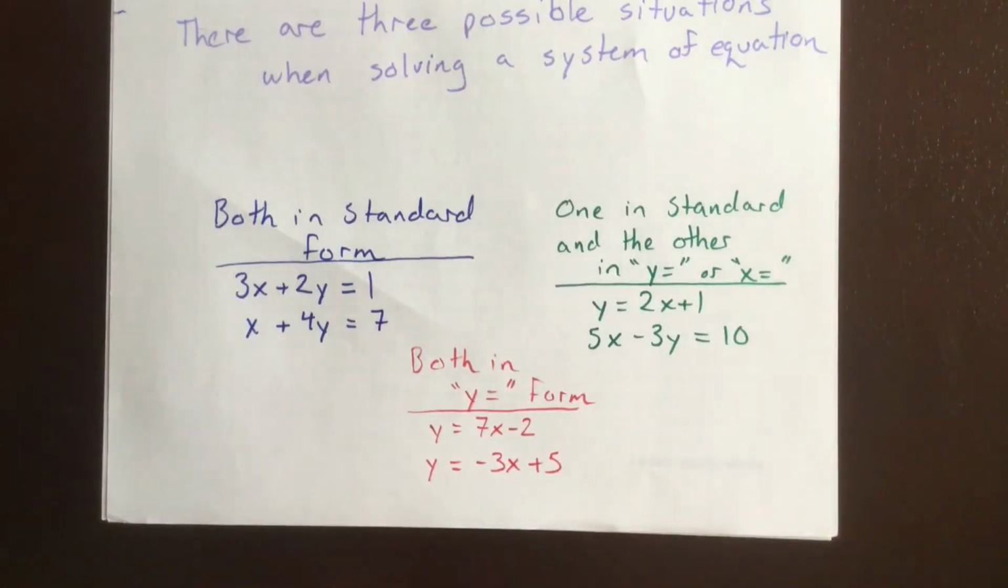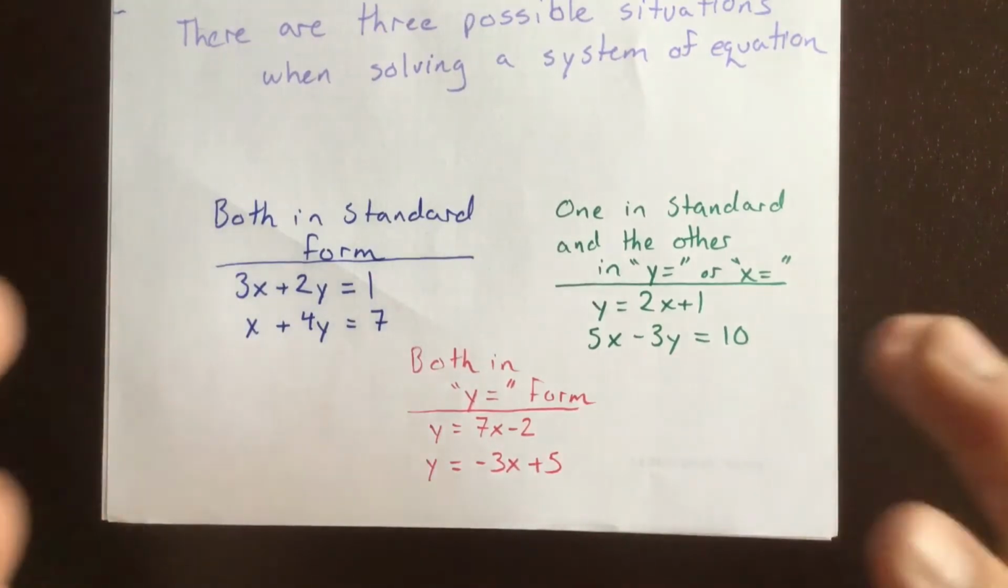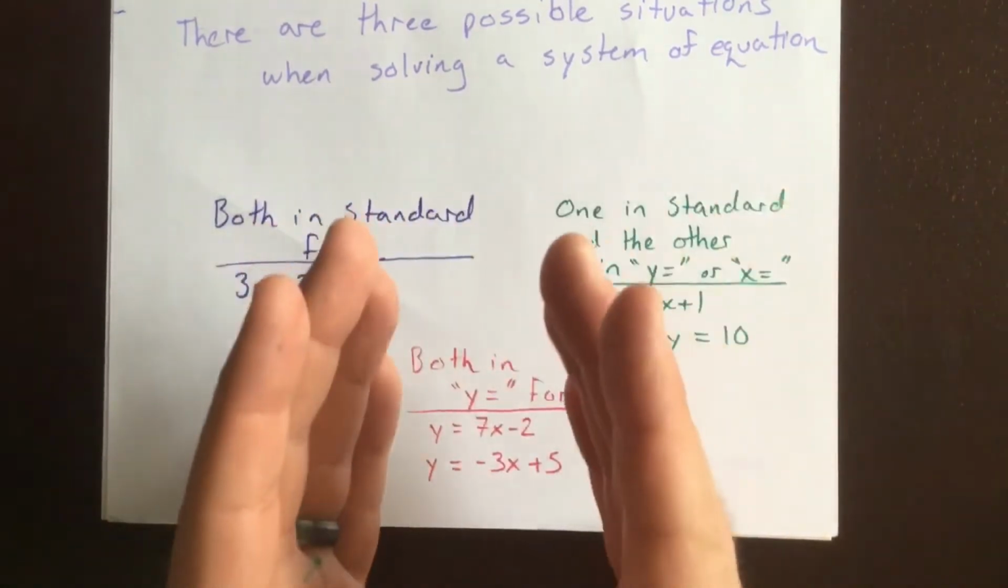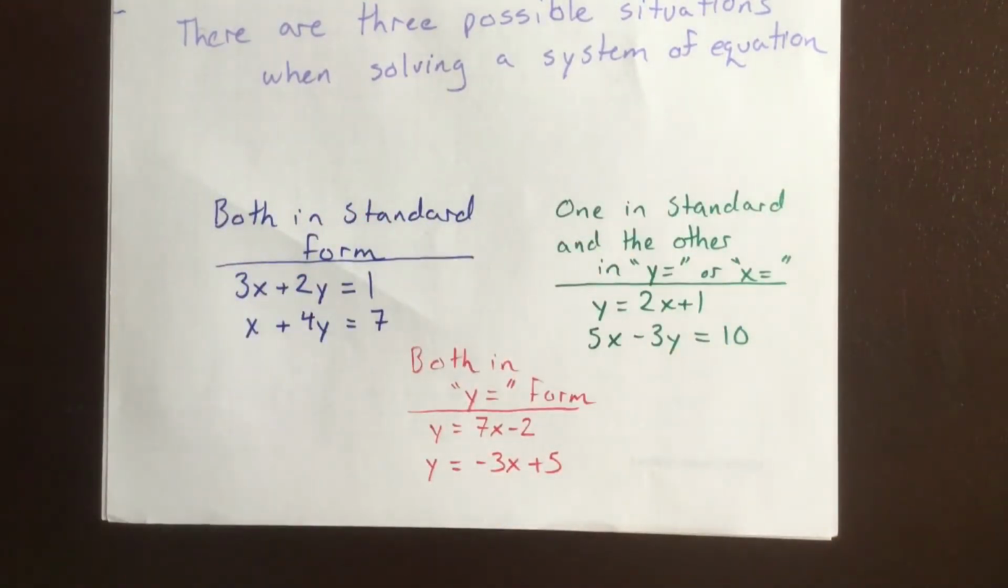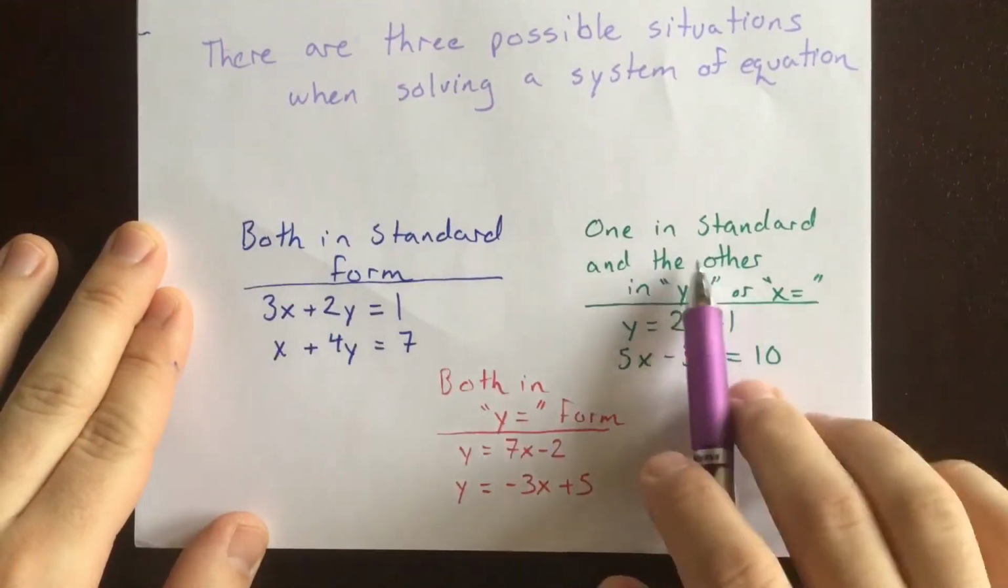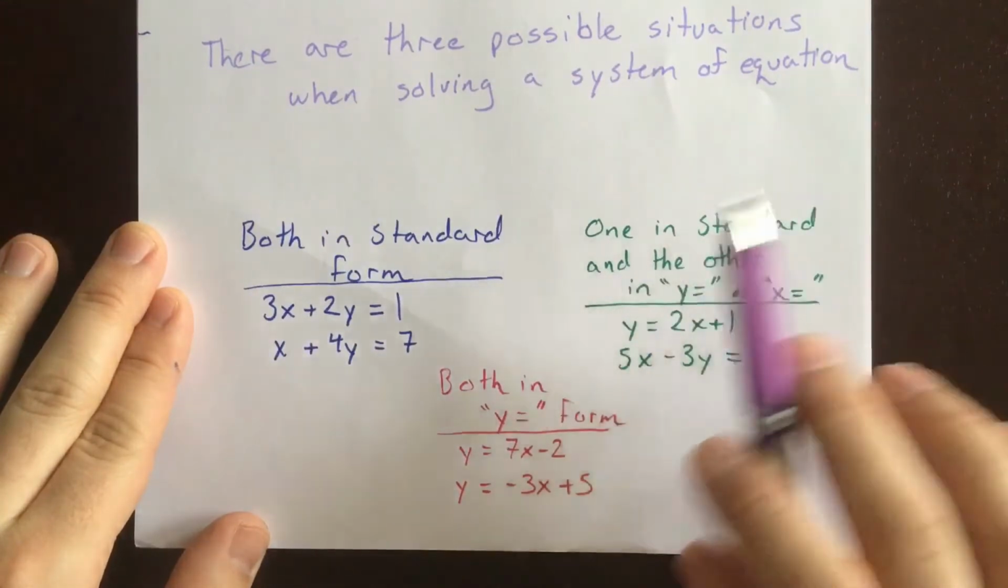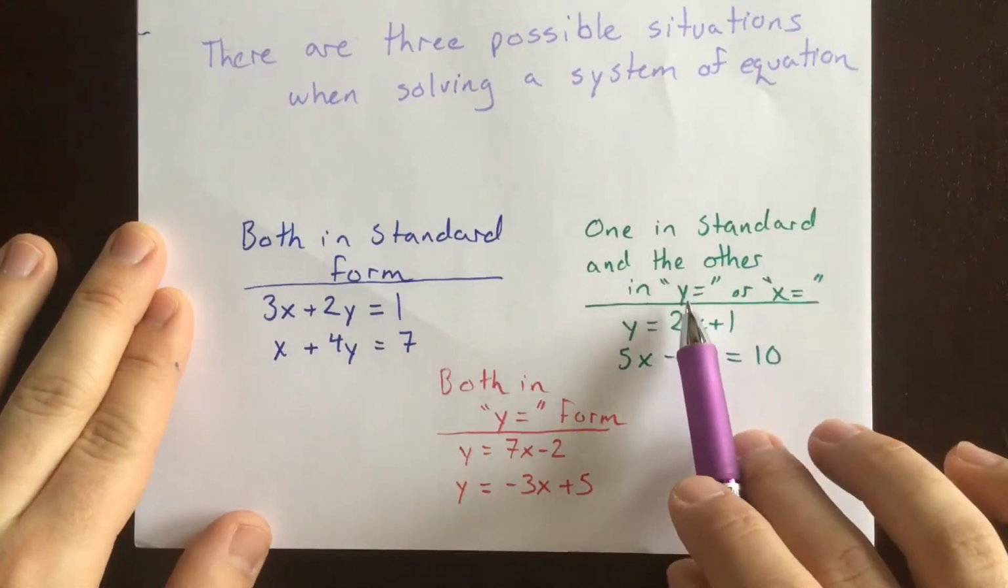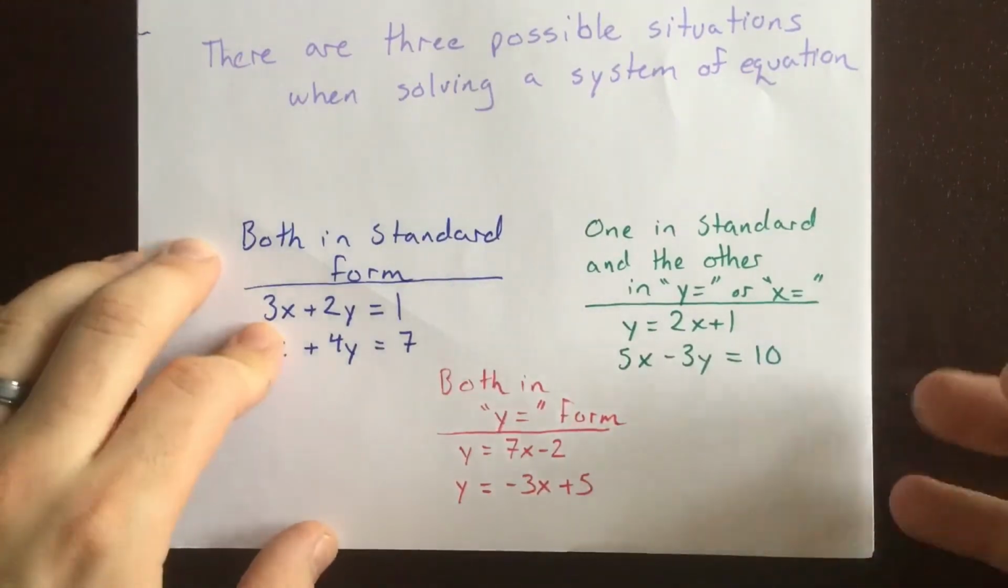As we're doing these problems, I encourage you to write these down, to have paper, whether it be graph paper or just your notebook paper, to write these examples down, to pause the video at any point, rewind at any point you need to, but really utilize this video to understand how we solve systems with the various situations. In this lesson, we're going to be focusing on the situation where we have one equation in standard form and one in the y equals or x equals form.